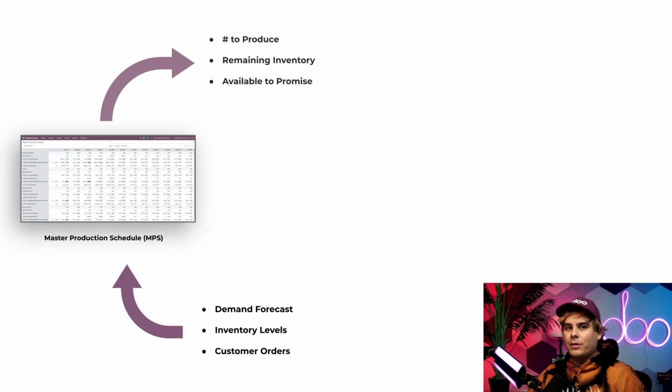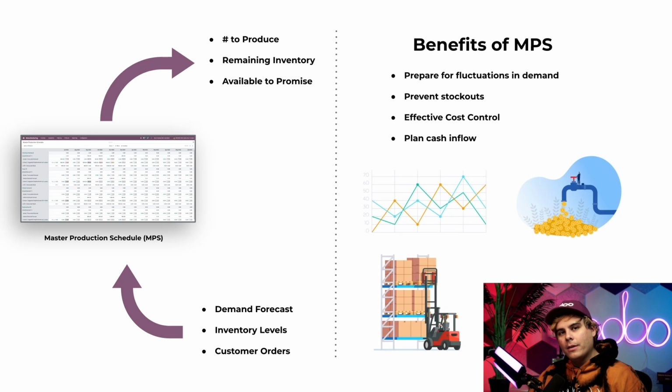In return, the Master Production Schedule provides you with the quantity you need to produce, the remaining inventory, and the overall amount of product you can promise to customers. When set up correctly, the MPS prepares you for fluctuations in demand so that you can prevent stockouts, perform effective cost control, and plan your company's cash inflow.